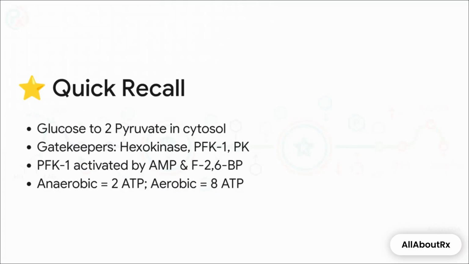Okay, let's do a quick recap of the absolute highest yield takeaways. 1. Glucose converts to 2 pyruvate via 10 steps in the cytosol. 2. Your three gatekeepers are hexokinase, PFK1, and pyruvate kinase. 3. PFK1 is activated by AMP and F26BP and inhibited by ATP and citrate. And 4. Aerobic gives you 8 net ATP while anaerobic gives you 2.